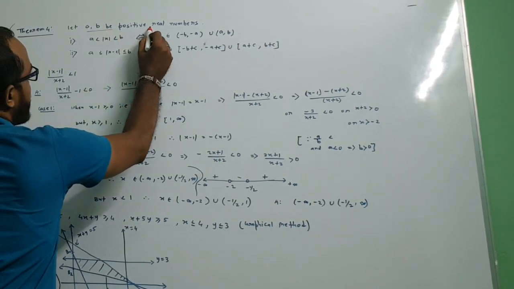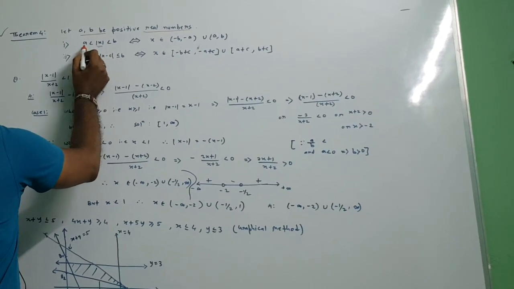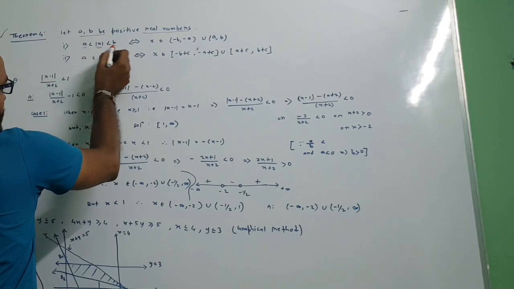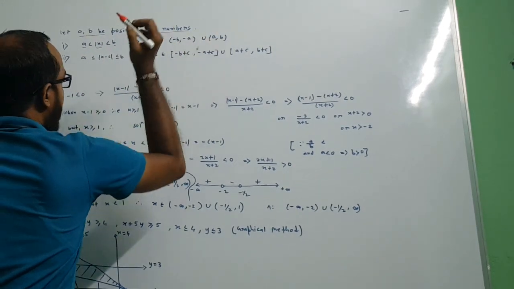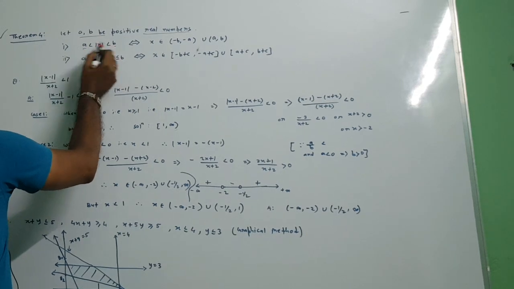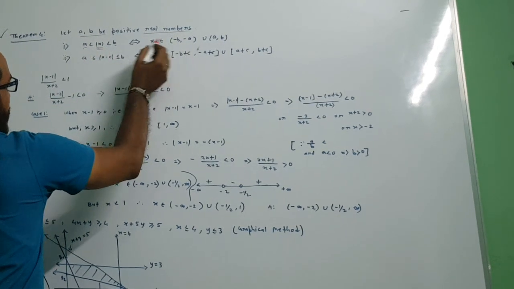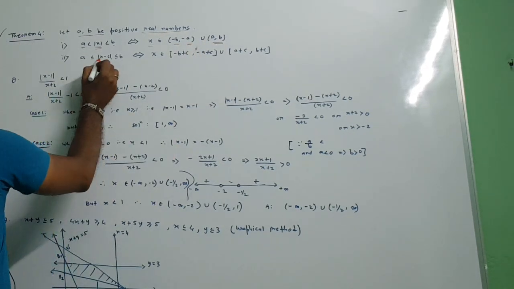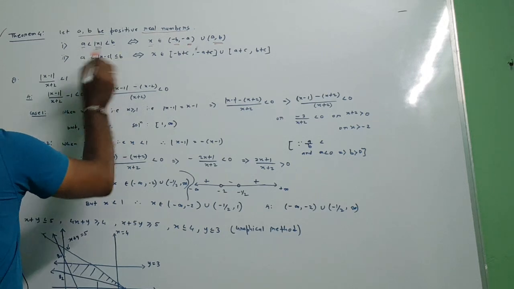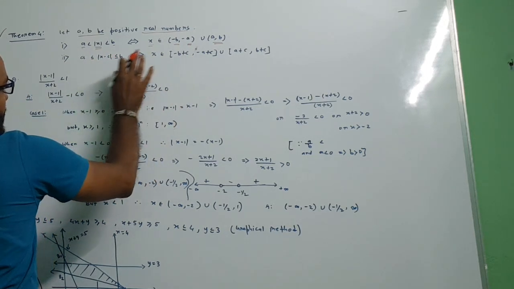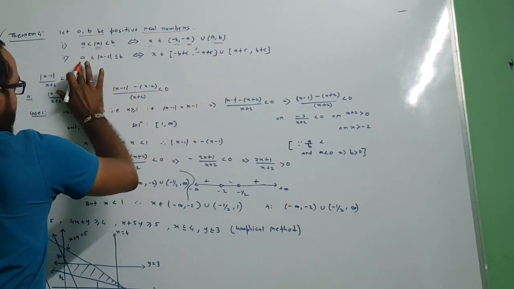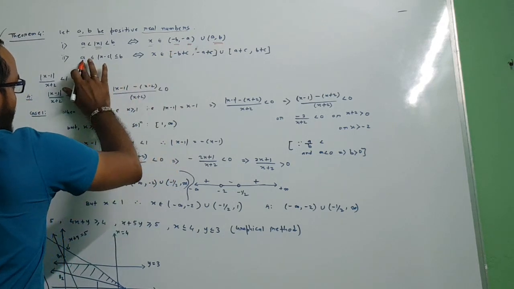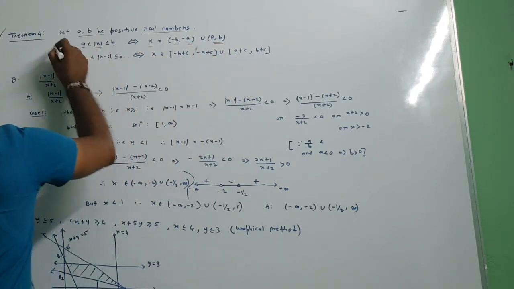Let A, B be positive real numbers. If mod x is between A and B, you can take it as a closed interval also. If you take the closed interval, less than or equal to, then here you would have a closed interval. If mod of x is between A and B, the solution for x would be from minus B to minus A, open interval, union A to B. If mod of x minus C is between A and B, then our solution would be minus B plus C to minus A plus C, closed interval as we have less than or equal to here, union A plus C to B plus C. Remember these two results.